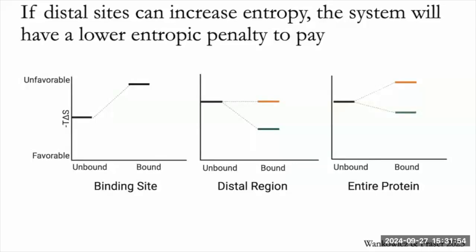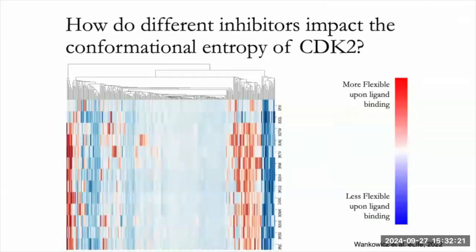On top of the generalization of this pattern, which we think is embedded in evolution and we've been taking advantage of it, medicinal chemists have been taking advantage of it unknowingly for a long time. We really want to now ask how we can prospectively design things that take advantage of this. So we looked across different structures of CDK2, which are in the rows, and all the columns are the residues, asking how different inhibitors impact conformational entropy.